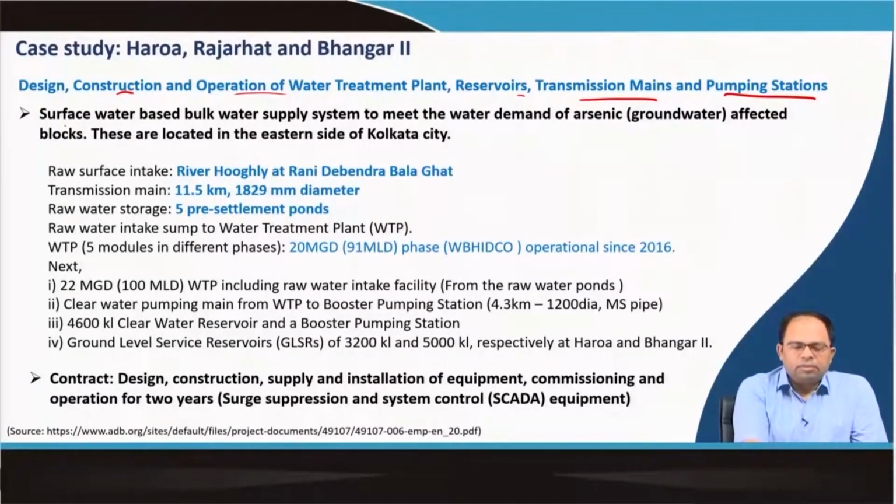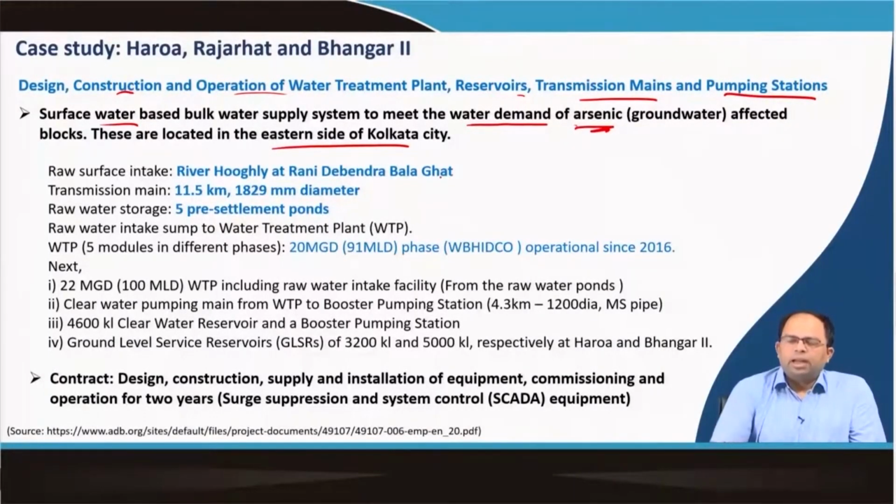The intake is at the surface water source, and this was done to reduce dependency on groundwater, because the groundwater was arsenic contaminated. This was done in the eastern side of Kolkata city because some of these blocks were contaminated because of arsenic. So, it was planned to bring the surface water from far away, treat it over there and then supply. The raw surface water intake was river Hooghly at Rani Devendra Bala Ghat.